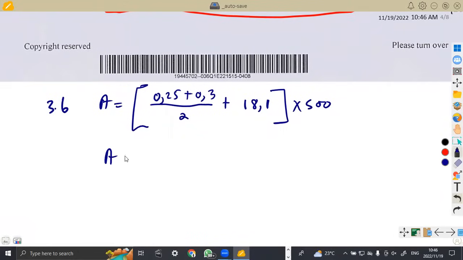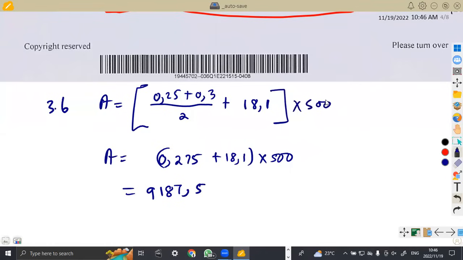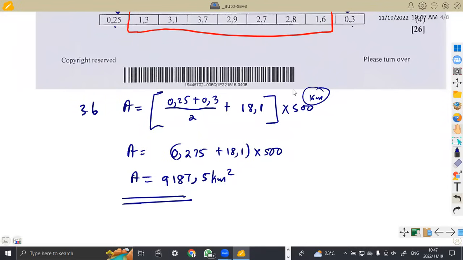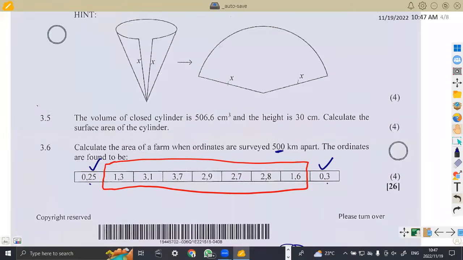So you can simplify further. If we simplify this, we're going to have something like 0.275 plus 18,1. Whatever we get, we multiply by 500. So if we add these two and multiply by 500, we are going to obtain something like 9187,5. Remember, this was in kilometers, so our area is going to be in square kilometers. If it was centimeters, square centimeters. If it was millimeters, square millimeters. So you use the units the way you are given in the information that you have. Okay, so that was our question 3.